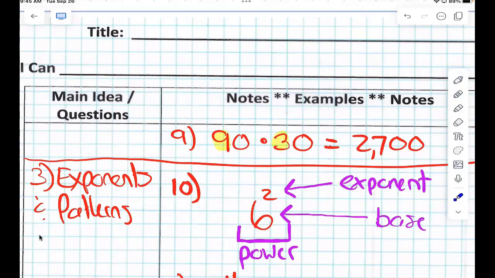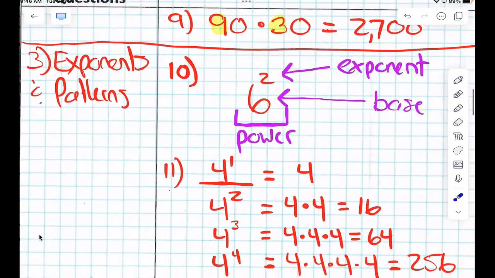I'm going to ask again. What is 9 times 3? 27. How many zeros do I have in my factors? 2. So how many zeros do I add on to the end of 27? 2. So my final answer for 90 times 30 is 2,700.